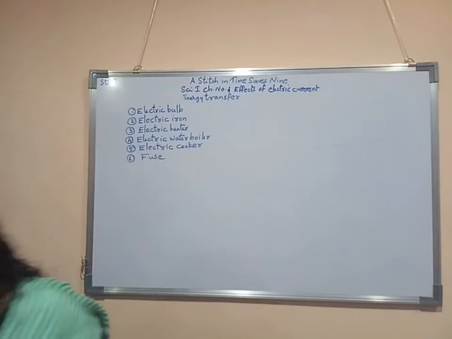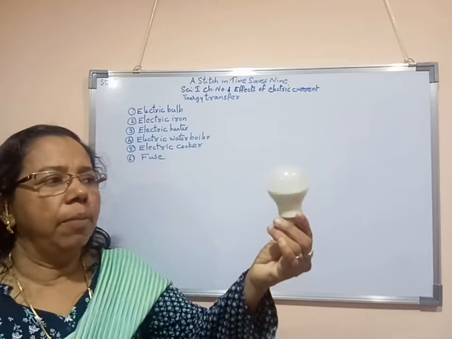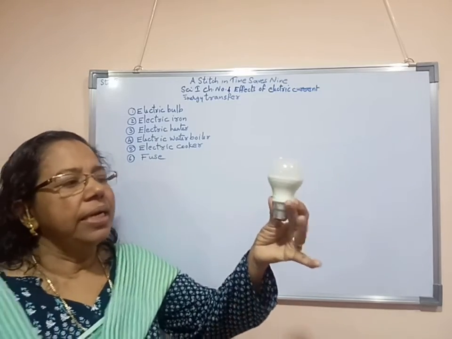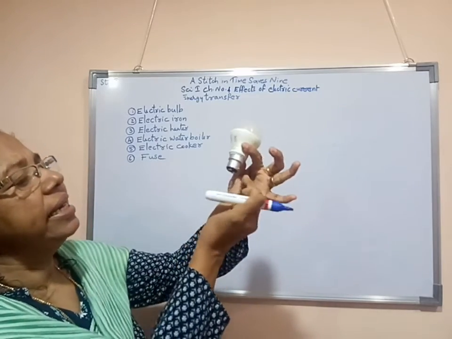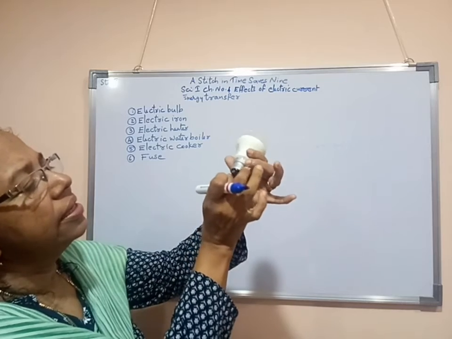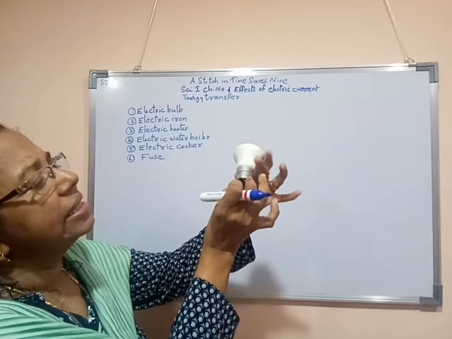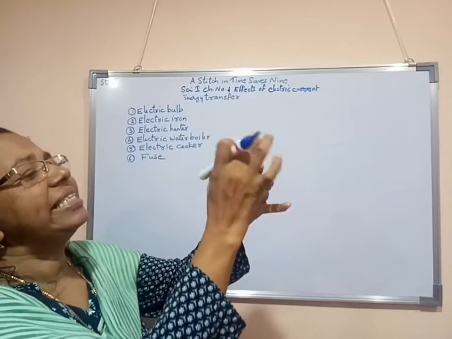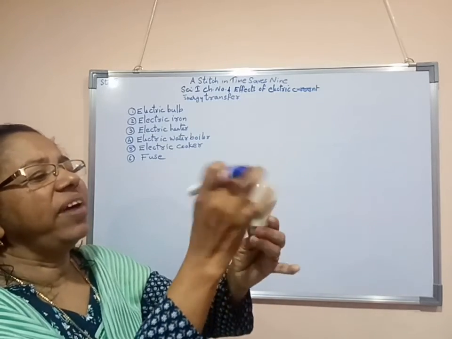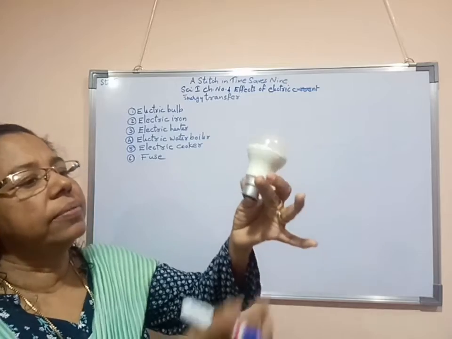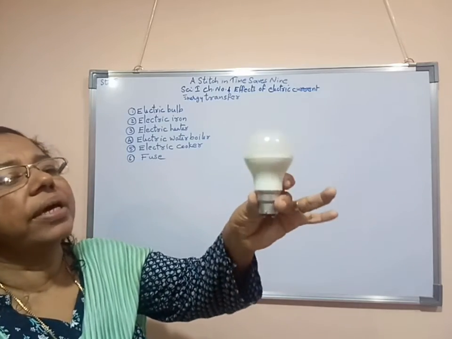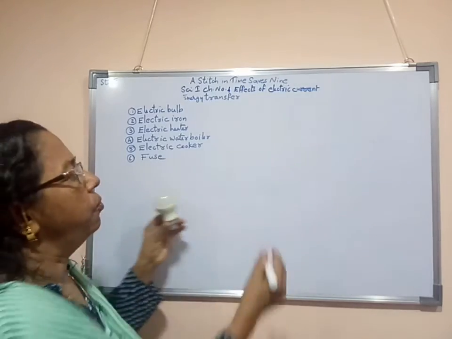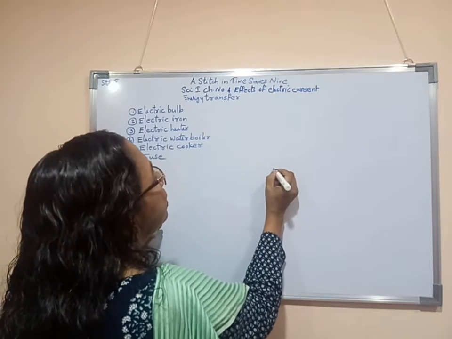I am showing you the bulb. This is the bulb. Here you can see that it has terminals, and the connection is there. Inside it you can find that there will be a coil. Here you can find it like that. Now we can see that here.